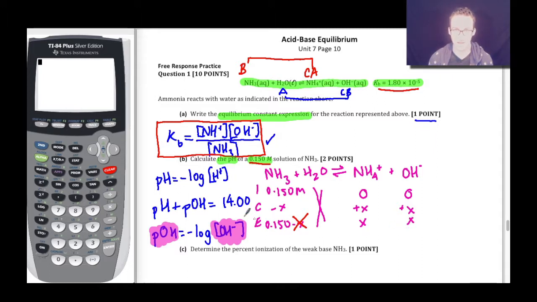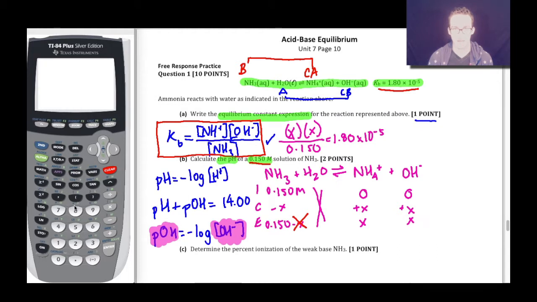Now if we plug that into our equilibrium constant expression that we did in part A, we end up with X times X over 0.150. And we're given the value for Kb in the problem to be 1.80 times 10 to the negative 5.